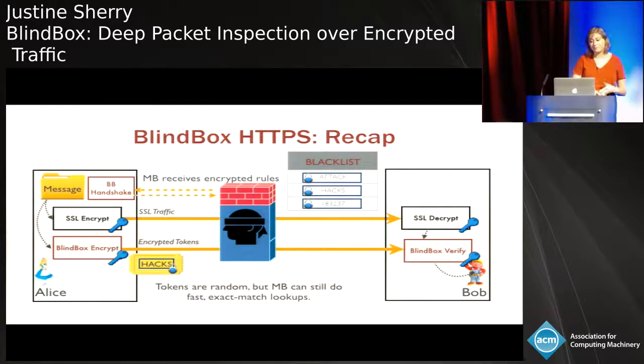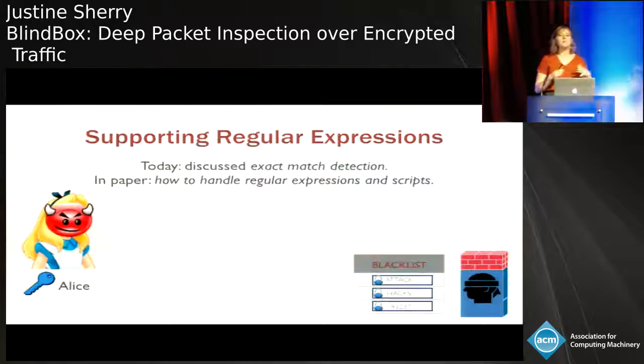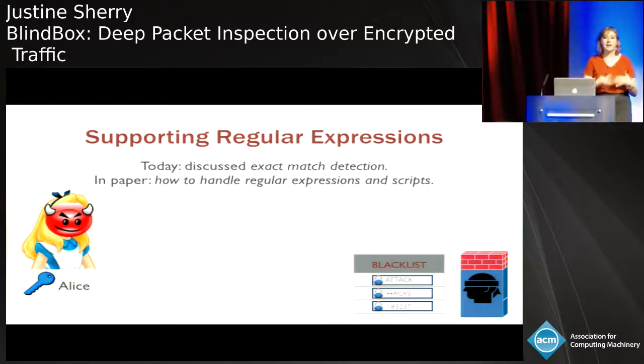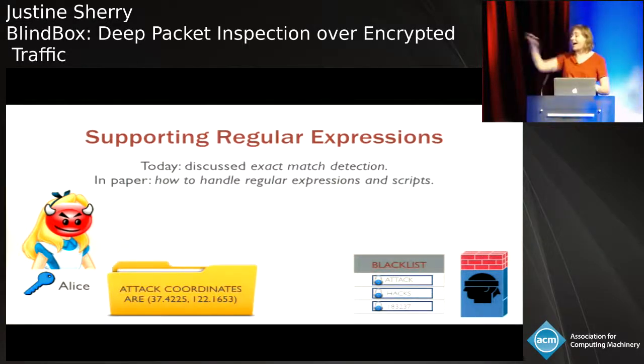Now, there's a lot of other information in the paper about how BlindBox works, how we optimize, and also how we support regular expressions, which I don't have time to talk about today. Today, we talked about how to do exact match detections, but in the paper, we talk about how to handle regular expressions and scripts. For example, let's say that Alice sends the message with some attack coordinates. And normally, what my IDS would like to do is extract these attack coordinates and report them back to an administrator. We would need to run some sort of script over the plaintext data to do this.